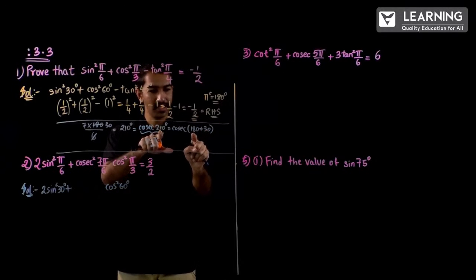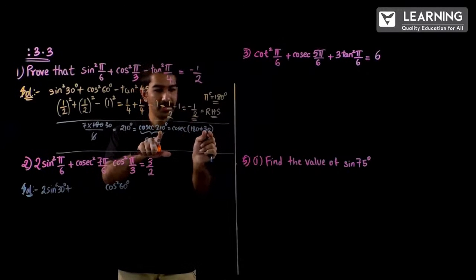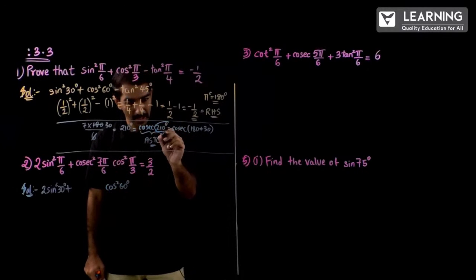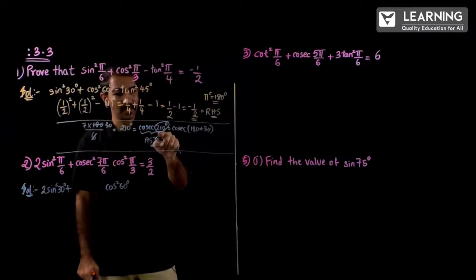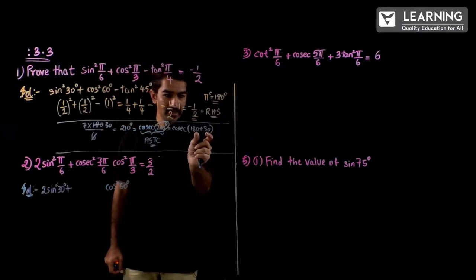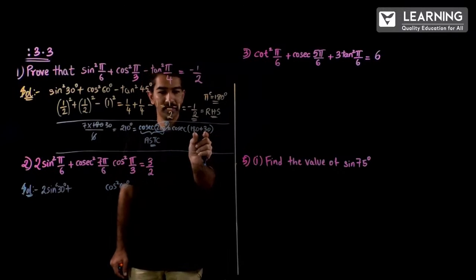Because students, 180 is present in the ASTC diagram and 30 is present in the table. So students, remember always, whenever you want to expand or rewrite values which you don't know, always try to rewrite them in the standard forms like this, 180 plus 30 or 270 minus 60, that is also equal to 210. That is also possible, but we have taken this one.